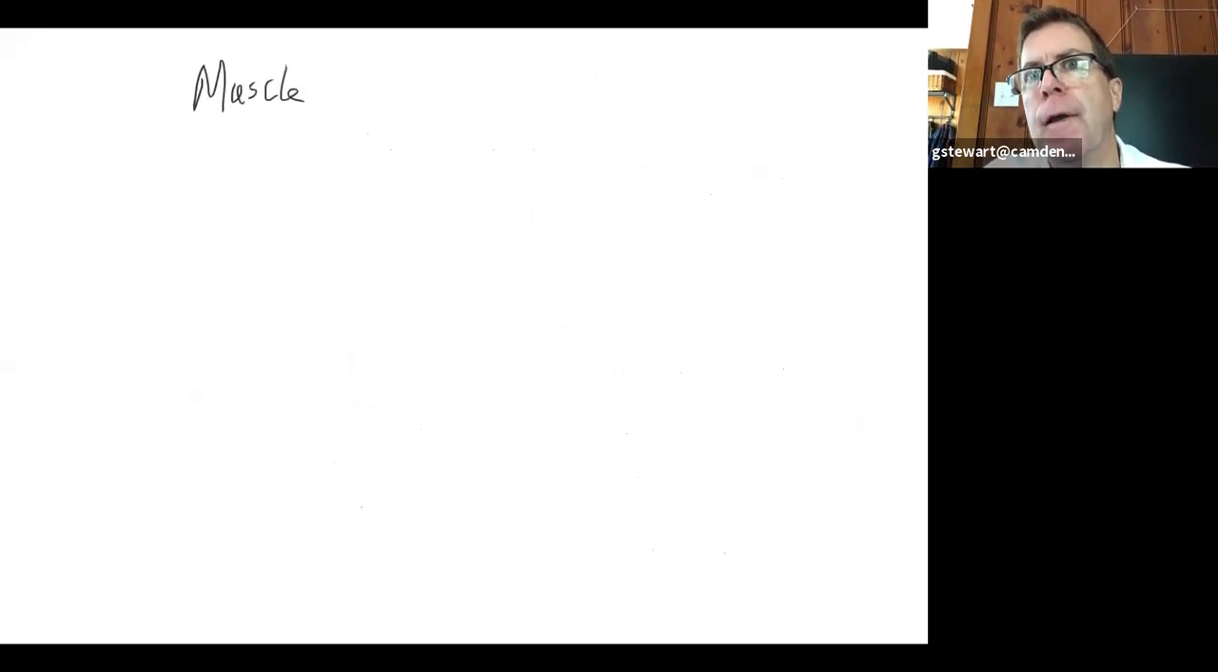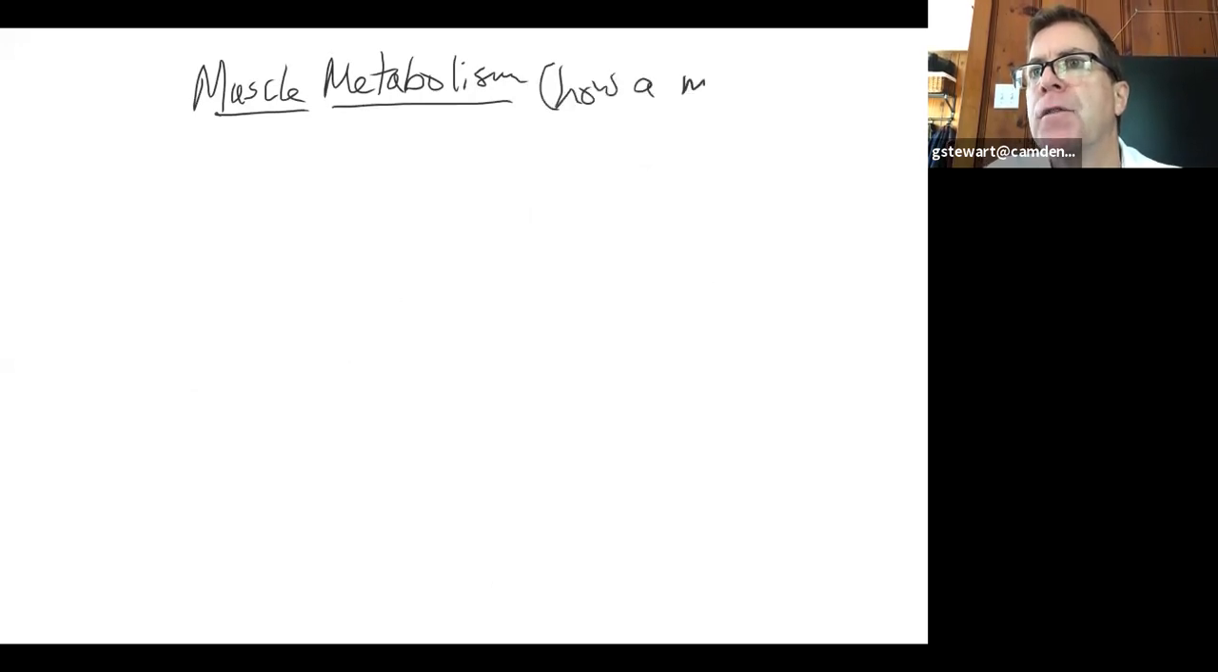Muscle metabolism. When you read this term in your book, just think this: how a muscle acquires ATP.